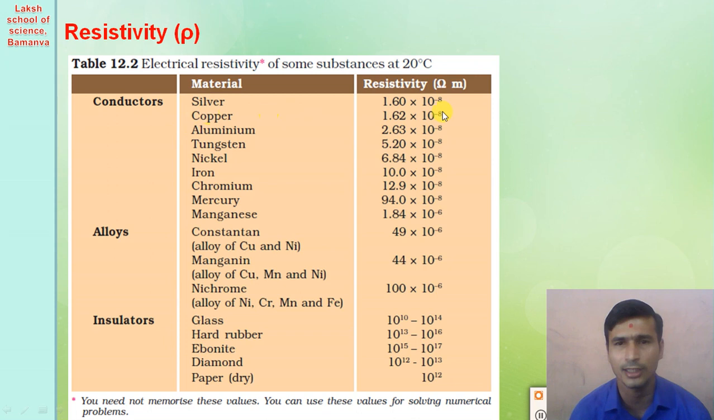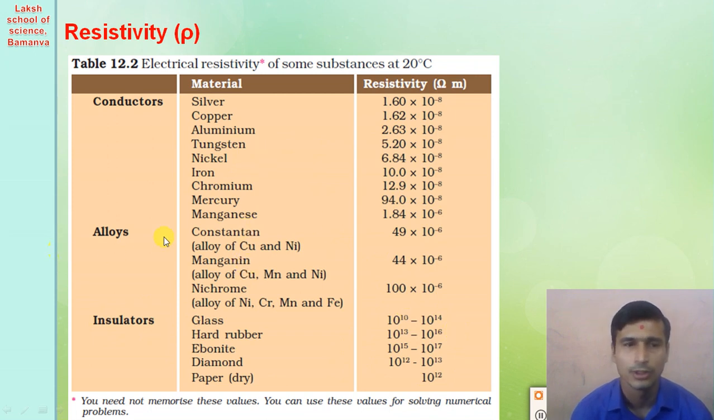So conductors have a very low value of resistivity, and from this table we can see that silver has a very low value of resistivity, and it is a good conductor of electricity. Before silver, gold is also there, it has a resistivity less than silver. So silver and gold are good conductors of electricity. Alloys have a resistivity somewhat higher than conductors, and insulators have a resistivity very large compared to the alloys and the conductors.